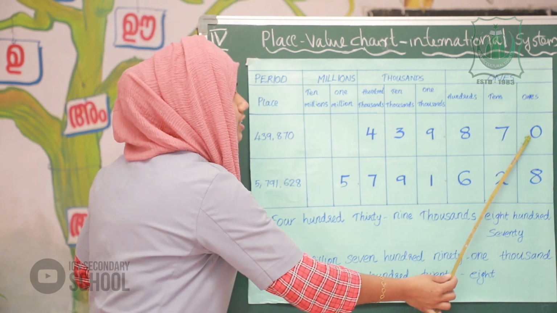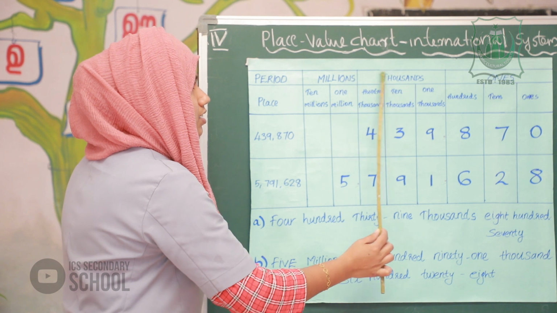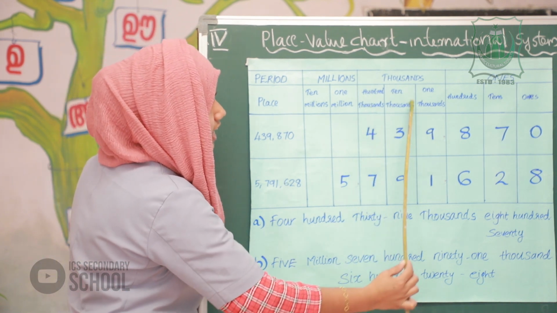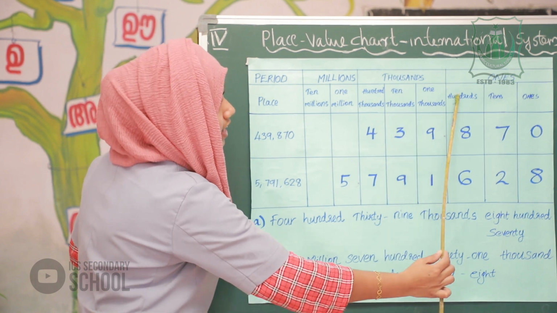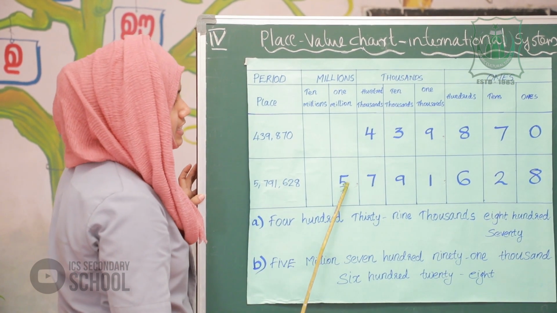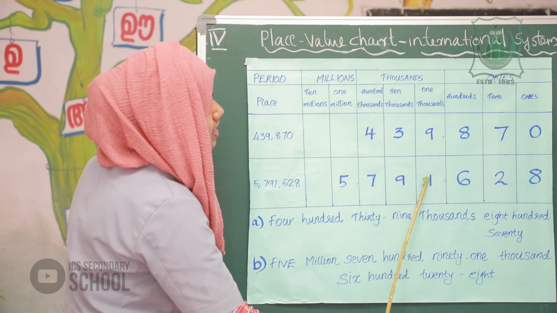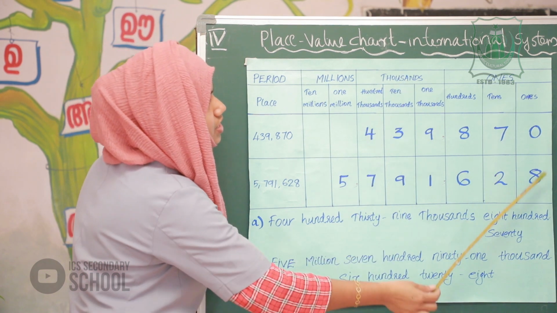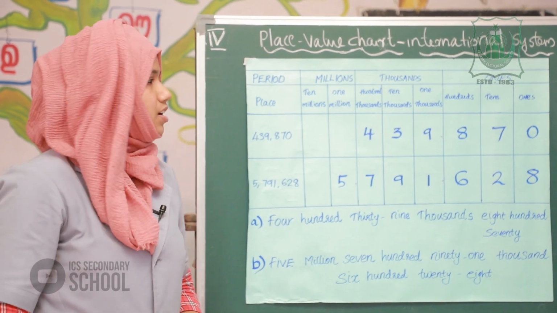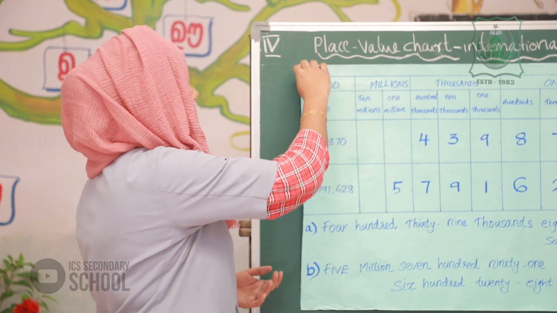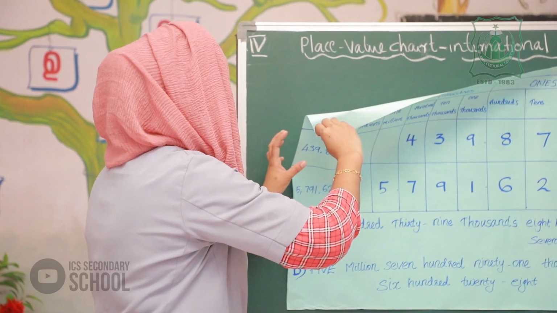And how to read this number? This number is 439,870. Next is 5,791,628. Okay. Is it clear that? I will give you some numbers and we can make a place value chart.